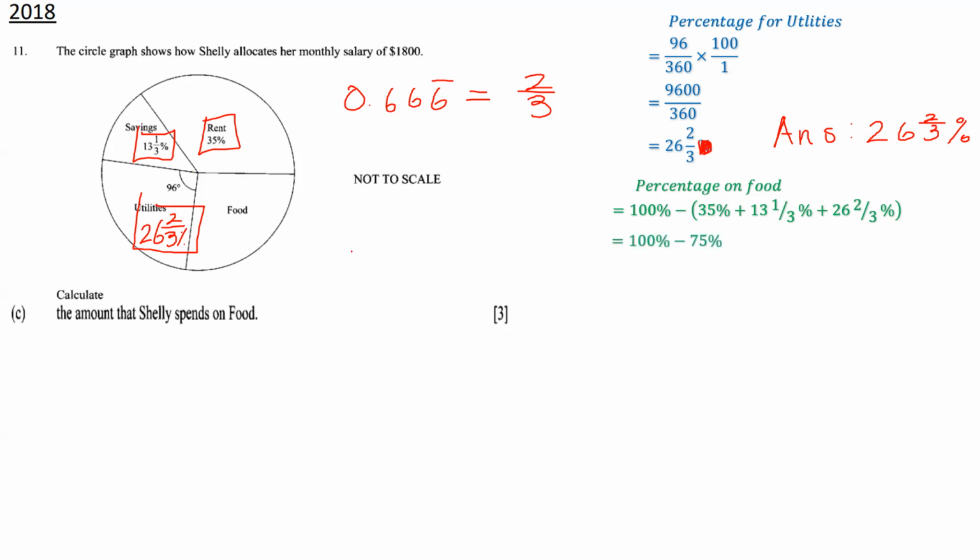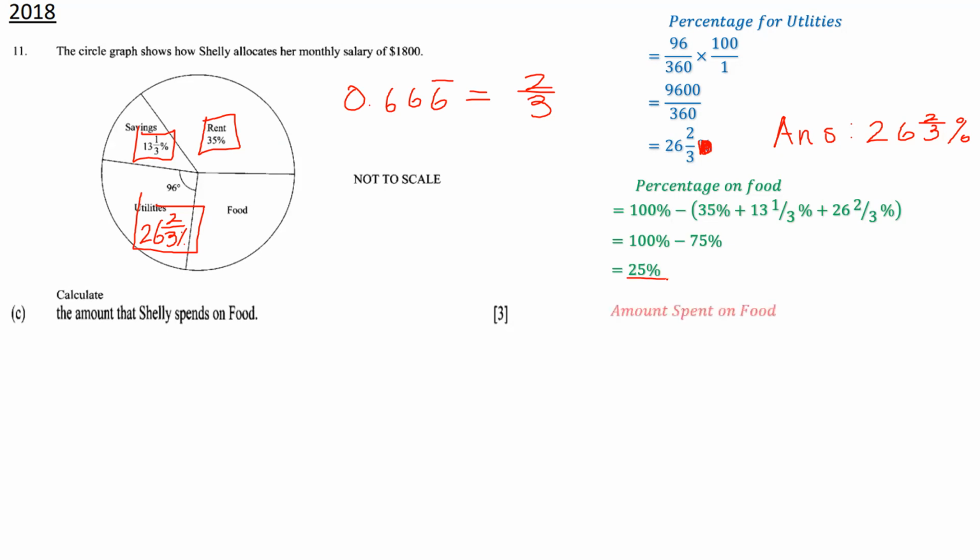So that's going to be, if we add 35 and 13 and 1 over 3 plus 26 and 2 over 3, all of them being percentage, we get 75%. And so we have 100 minus 75, which is going to give us 25. So 100% minus 75% is 25%. And so what we need to do now is we already know the percentage on food. Now we need to figure out what is the actual amount spent on food.